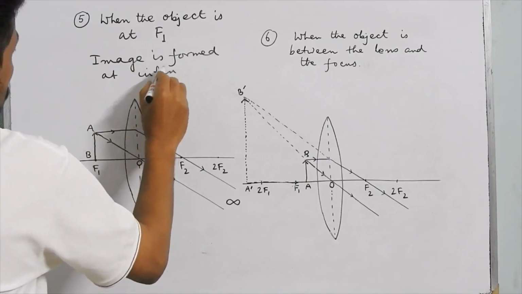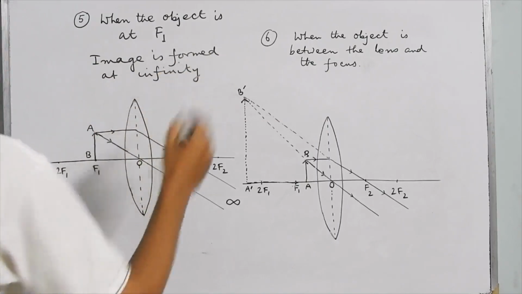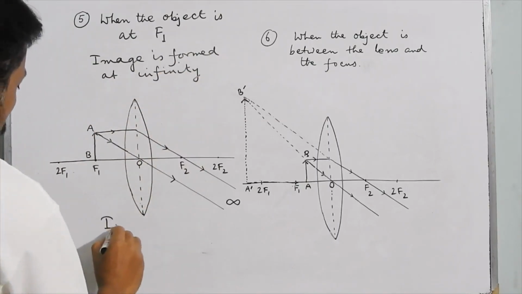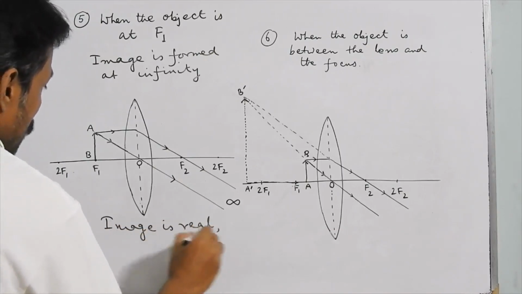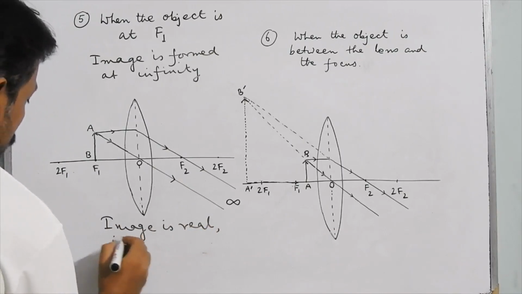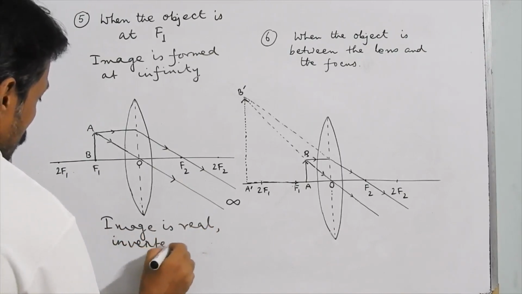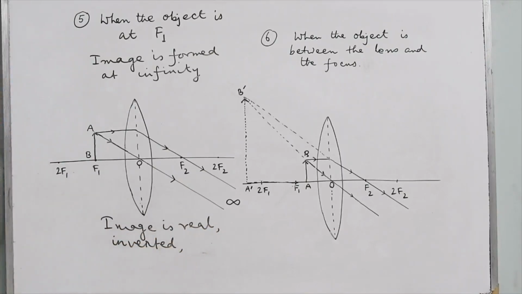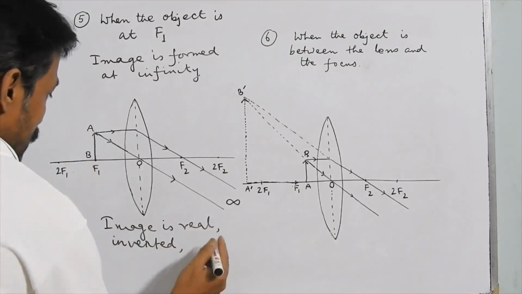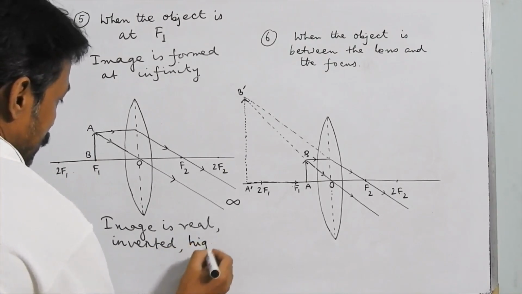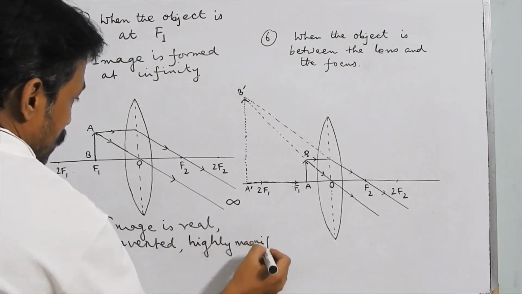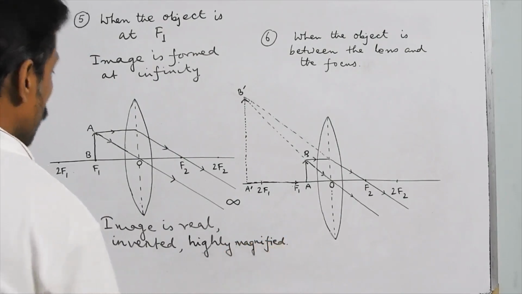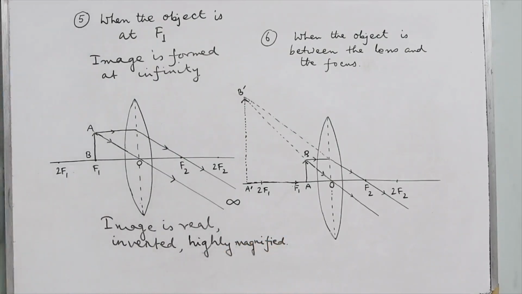The image is obviously real because it is formed on the other side of the lens, and real means it is always inverted, and it is magnified. With respect to the previous case, here you can say that it is highly magnified. So these will be the characteristics of the image formed when the object is placed at F1.